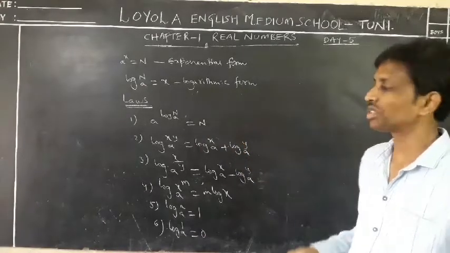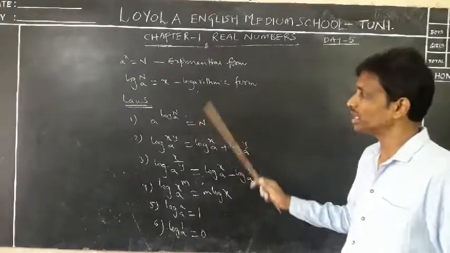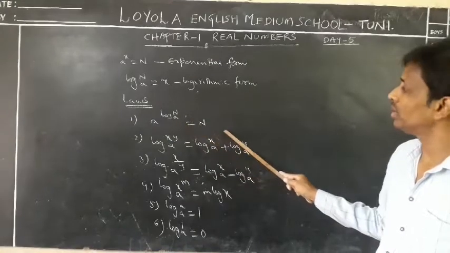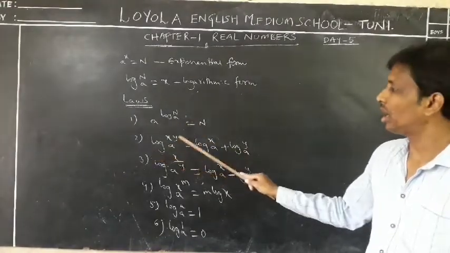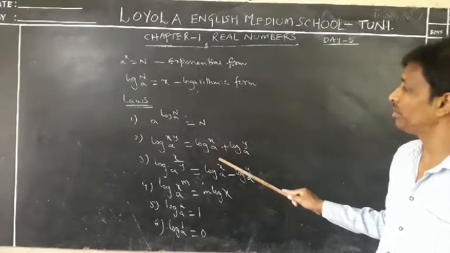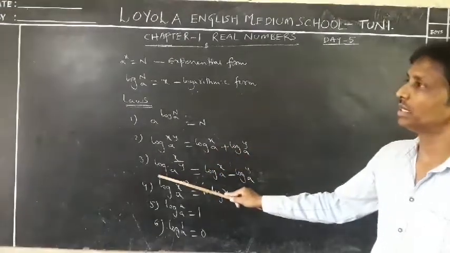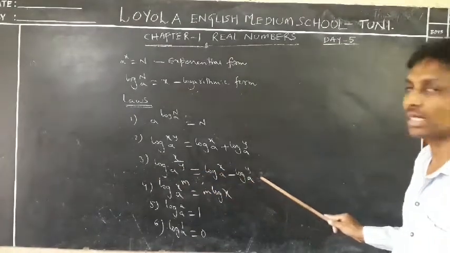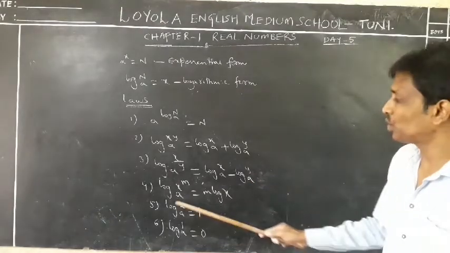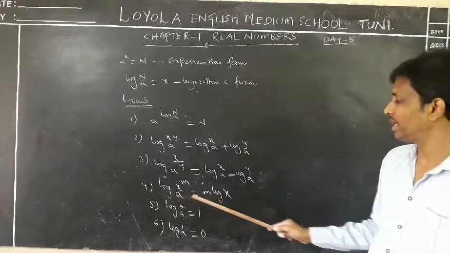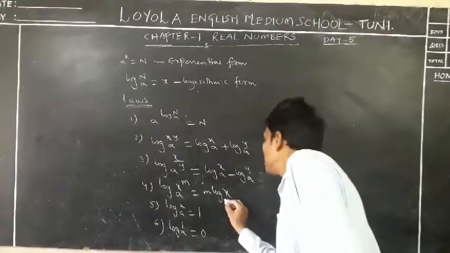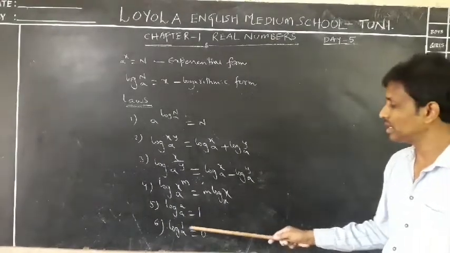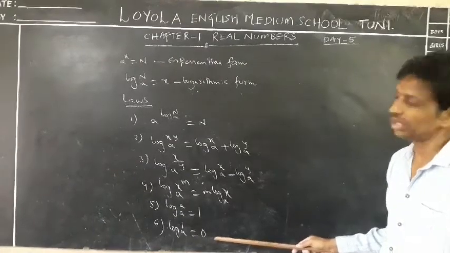Of course, yesterday we might have studied all these laws. So once again, better you recollect the laws. a power log n to the base a equal to n. Second formula, log xy to the base a equal to log x to the base a plus log y to the base a. Third one is log x by y to the base a equal to log x to the base a minus log y to the base a. Fourth one, log x power m to the base a equal to m log x to the base a. Fifth one, log a base a equal to 1. Sixth one, log 1 to the base a equal to 0.